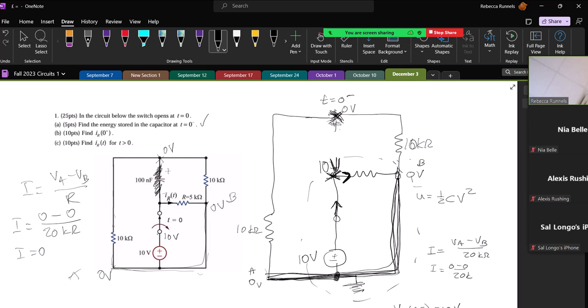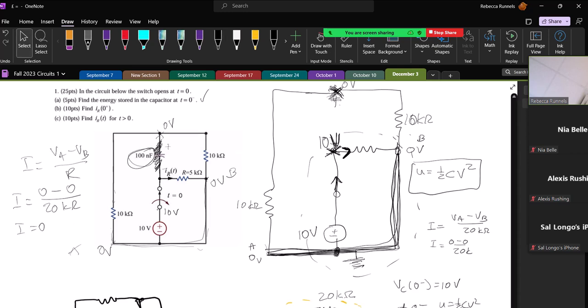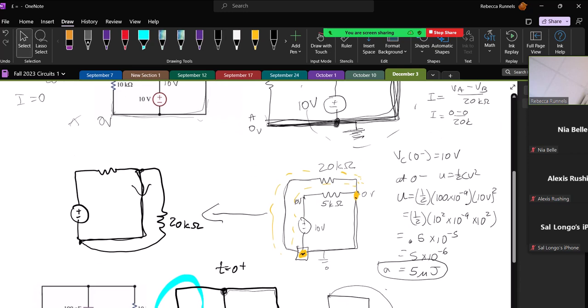Then when I plug that into my formula for energy stored in a capacitor, I get U equals 1/2 CV squared. My V I found was 10 volts. So that was 1/2 times the capacitance, which was 100 nanofarads, that's 100 times 10 to the negative 9. So 0.5 times 100 times 10 to the negative 9 times 10 squared turns out to be 5 times 10 to the negative 6, which is 5 microjoules.